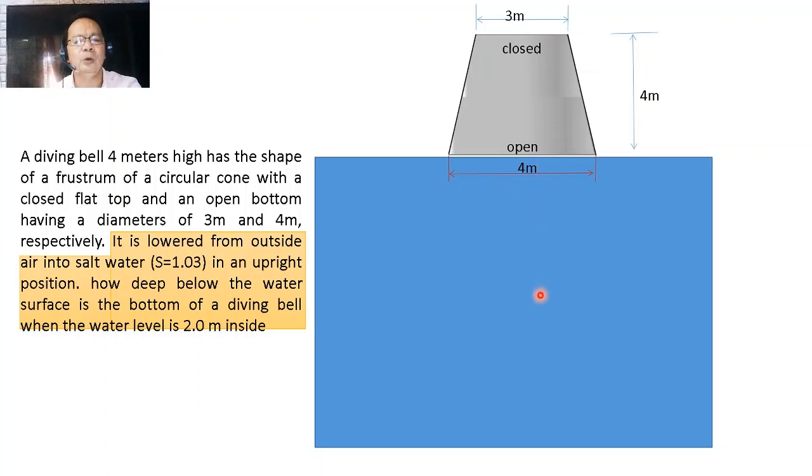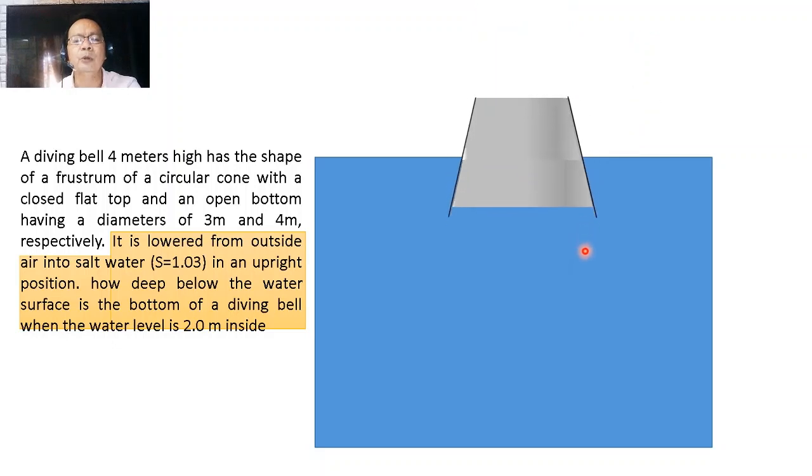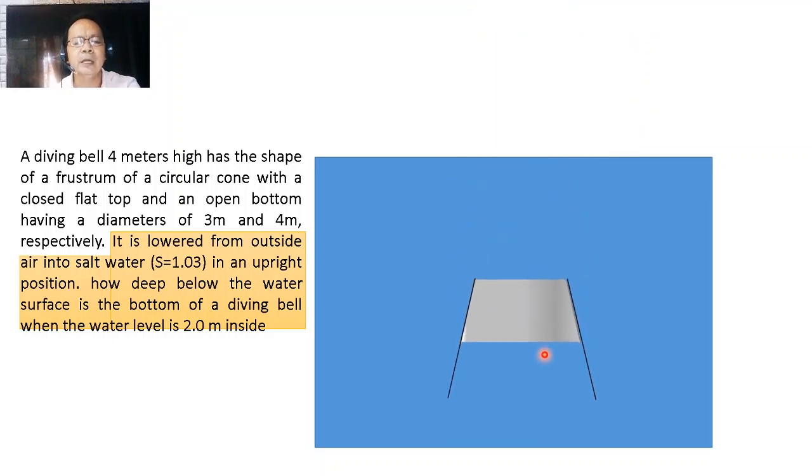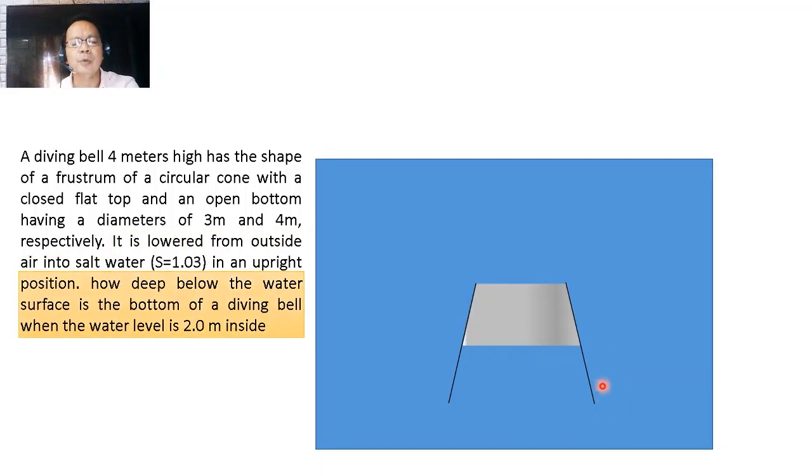As it is lowered below the water, you would find that water is getting inside of the frustum until the height of the water inside is 2.0 meters. The question is, how much is this depth of the frustum when the height of the water inside is already 2 meters? So how are we going to solve this problem?